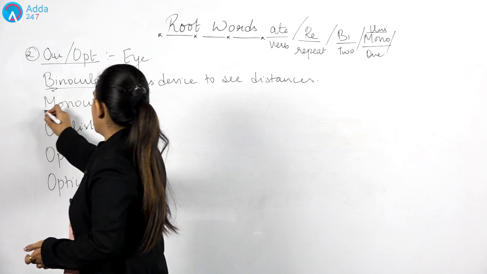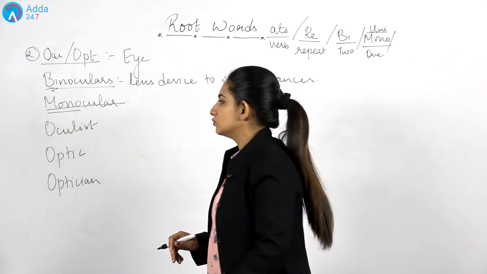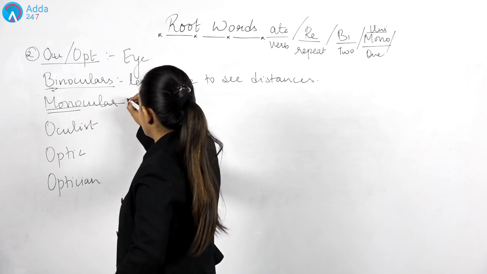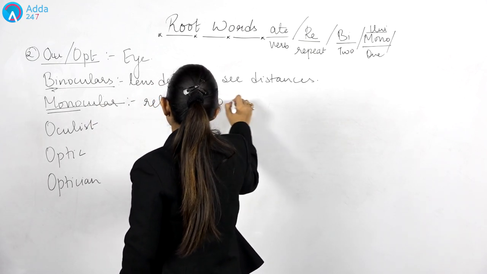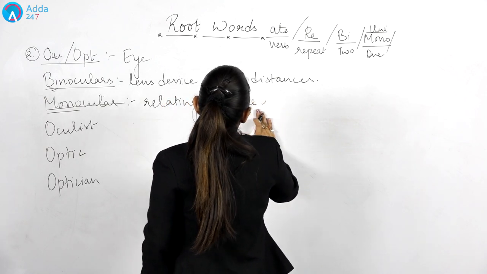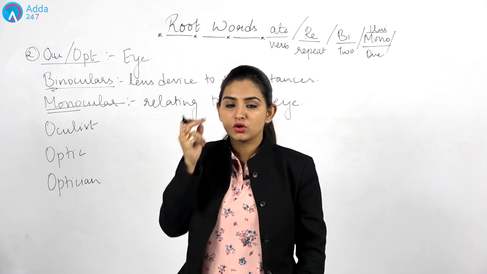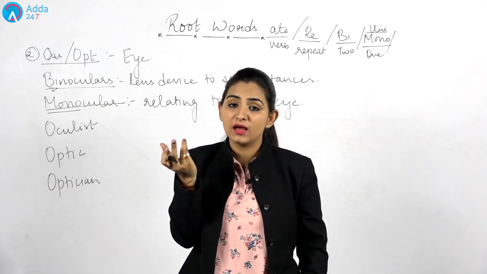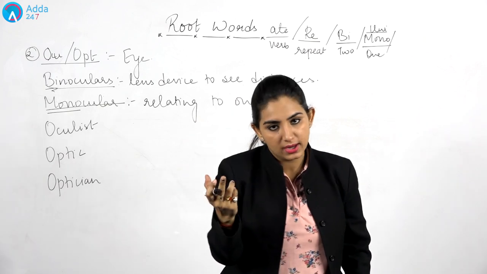Next is monocular. As I told you, mono is related to one. So monocular is something that relates to one eye only. Now see, if I say I'm going to have an operation of only one eye, that means you'll have a monocular operation. That means that is related to only one eye.